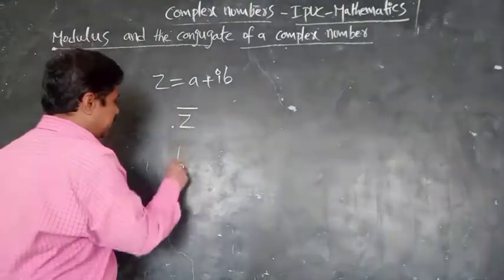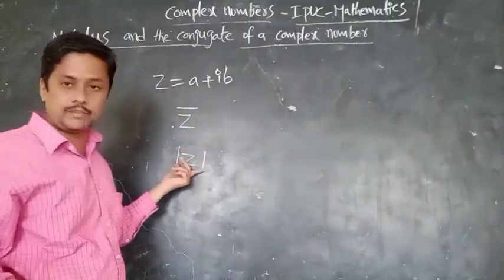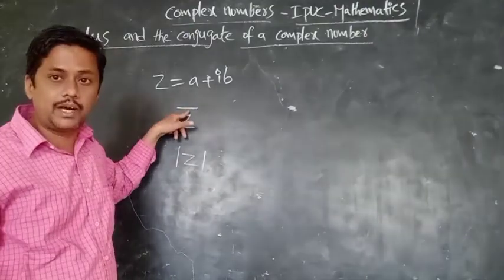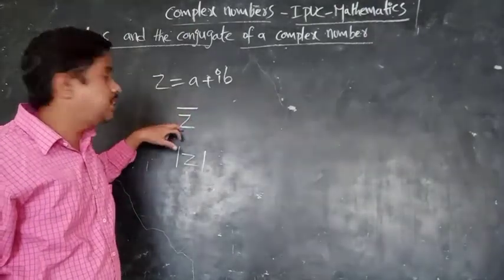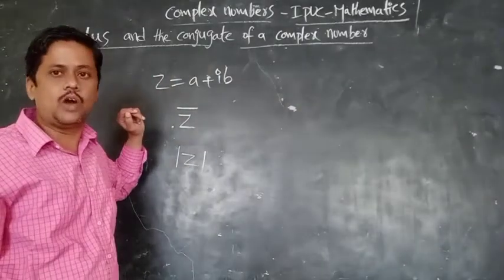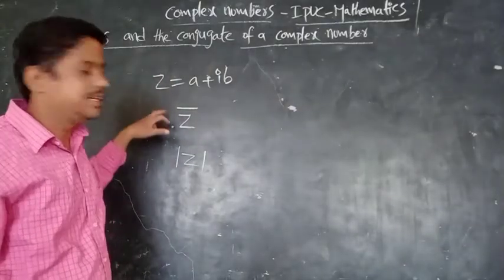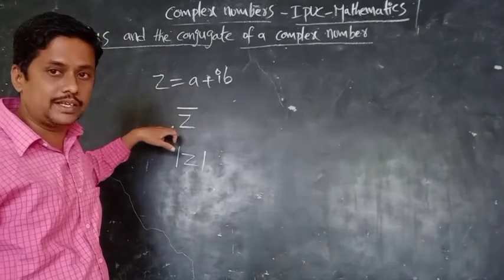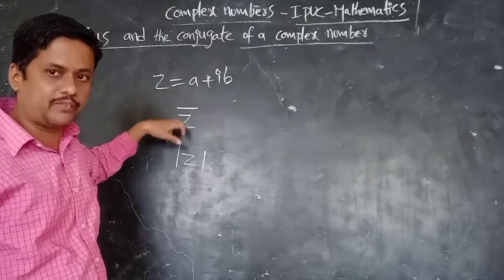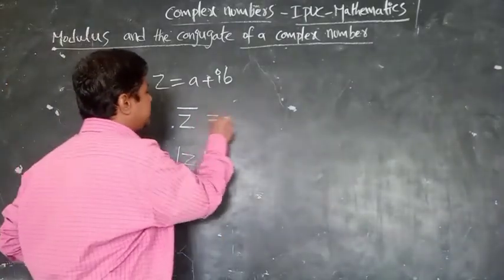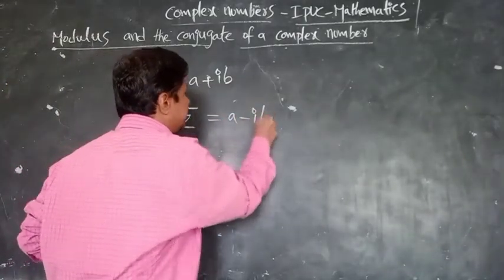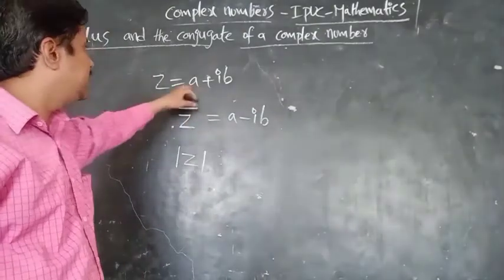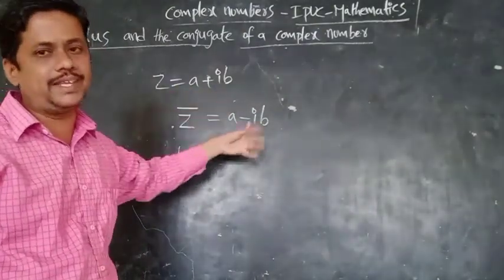So either one of them is modulus. This is the modulus symbol. This is the conjugate symbol. Conjugate z bar is nothing but the conjugate of z. How will it be defined? See, the conjugate of z is equal to a plus ib is denoted as z bar and defined as z bar is equal to a minus ib. So if x plus ib is there, x minus ib, like that.